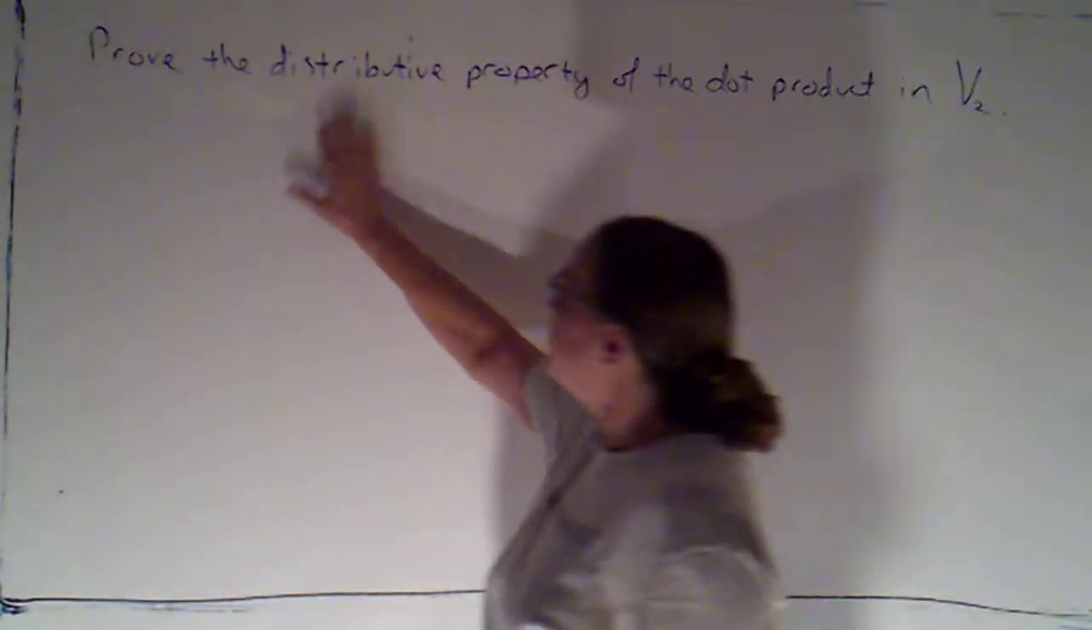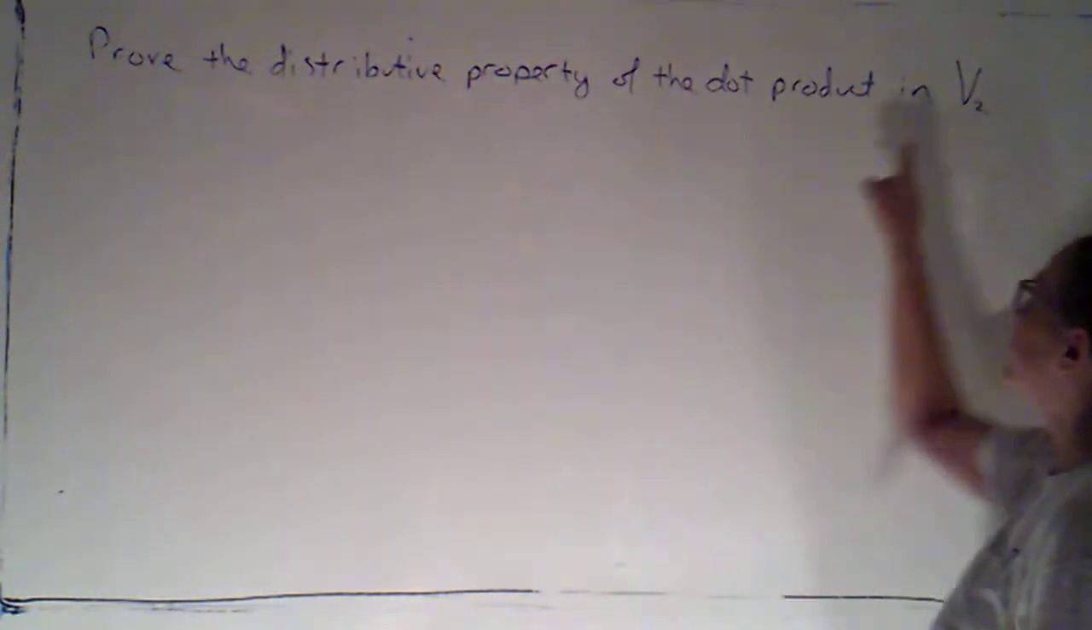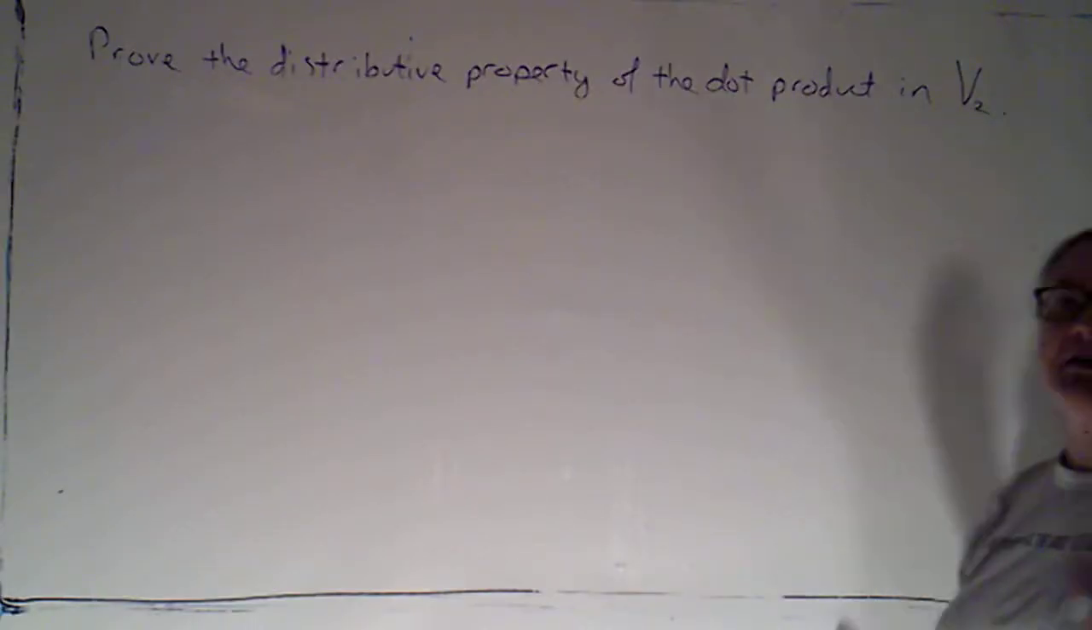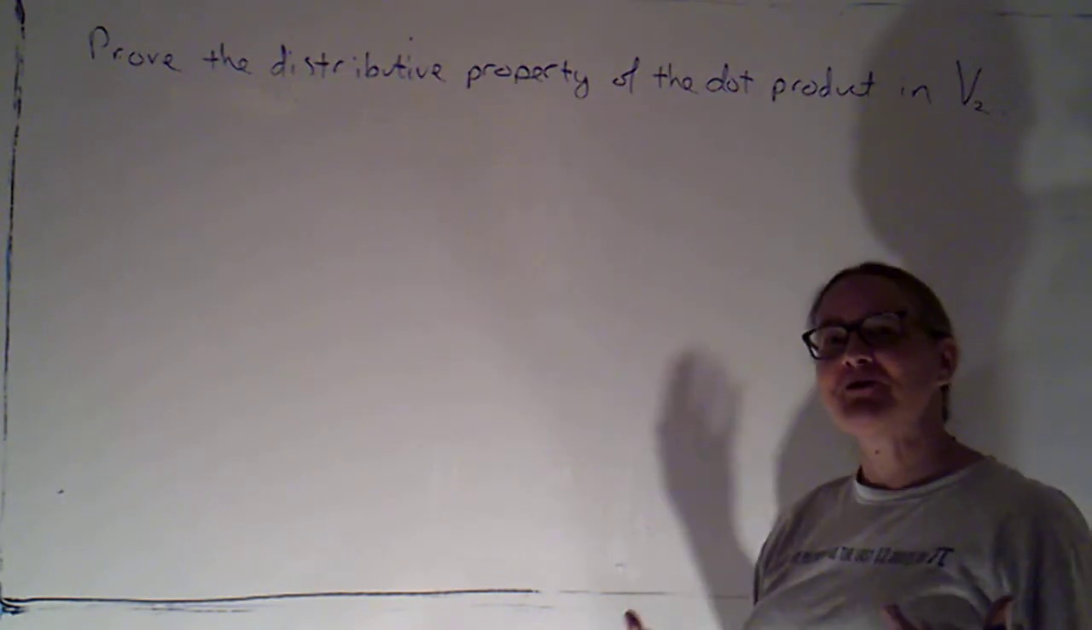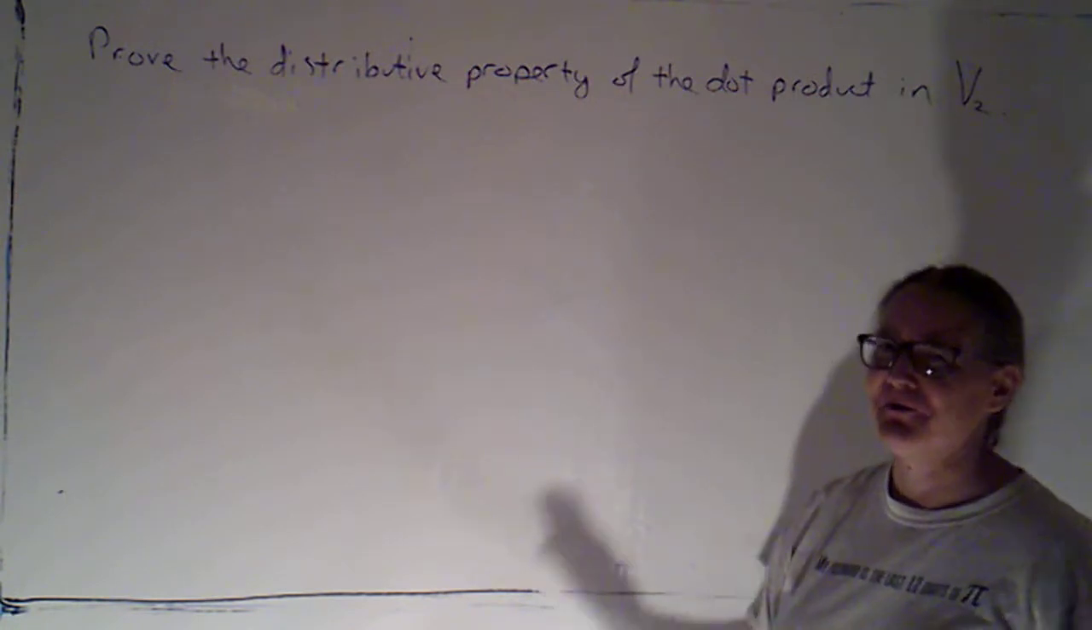So I want to prove, we're going to prove the distributive property of the dot product, and I'm going to prove it in 2 space. The proof in 3 space is very similar, but because we're doing these proofs by breaking things up into the component level, we kind of need to know how many components we have.